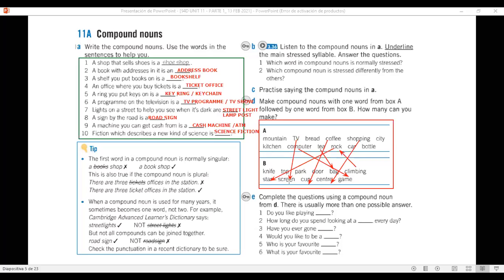Mountain top. Yes, we could talk about the final part of the mountain, okay. Generalmente cuando hablamos de la cima de una montaña, sería the top of the mountain. Sí, top of the mountain. Con mountain también podríamos ocupar otro verbo que teníamos por ahí.